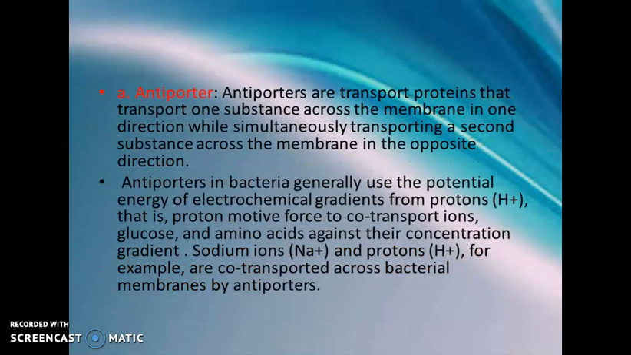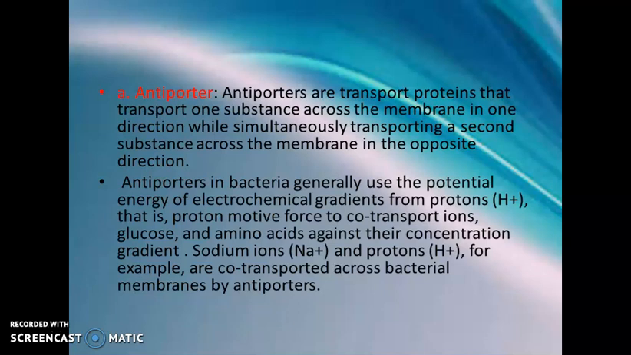First we can discuss the antiporter system. Antiporters are transport proteins that transport one substance across a membrane in one direction, while simultaneously transporting a second substance across the membrane in the opposite direction. When one substance is entering, obviously, the second substance simultaneously moves in the opposite direction. This is called the antiporter system.